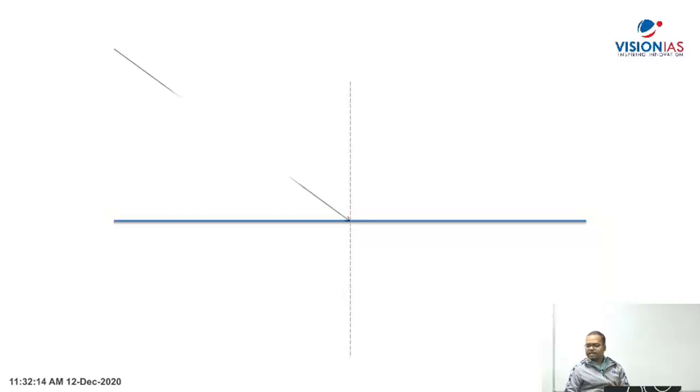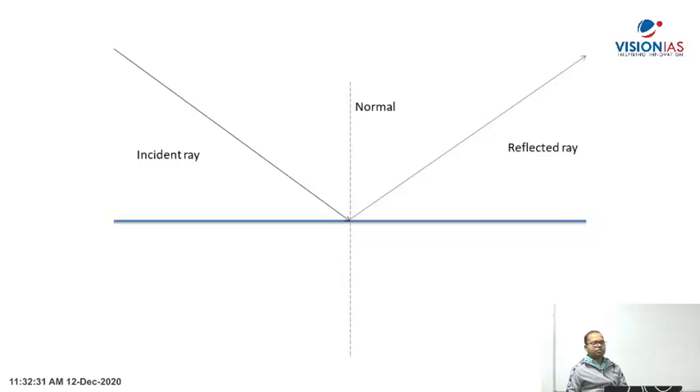Suppose a light is incident at this point and light cannot enter into another medium. Suppose it is painted. So light is bound to reflect back in the medium, right? So when light is incident and it is returning or bouncing back to the same medium, the phenomenon is known as reflection. So reflection is the phenomenon in which light remains in the same medium. This is the most important idea.